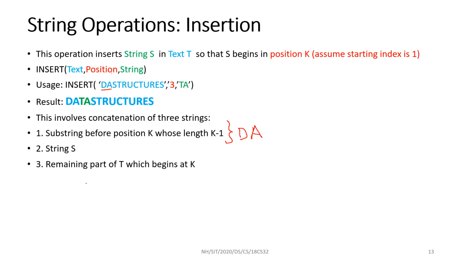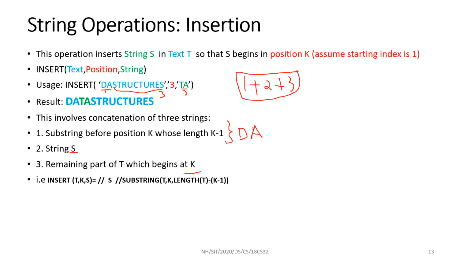Okay. Next, I have to concatenate that with the pattern TA. Next, I have to join the remaining part of the string. From where I have to start? From this position till the end. One string, second string, and the third string. These I have to join. Substring 1, then TA, which I will take as 2, and part of the main string as 3. If you concatenate these 3, that gives you the insertion operation.